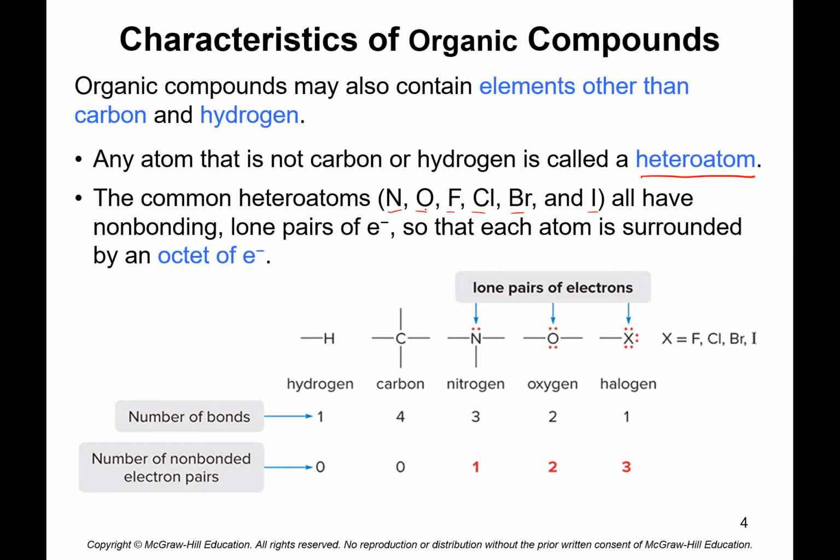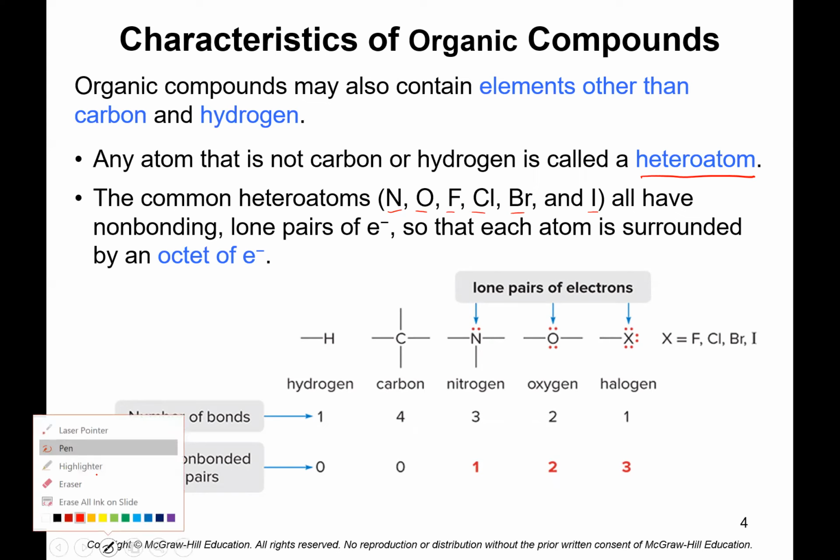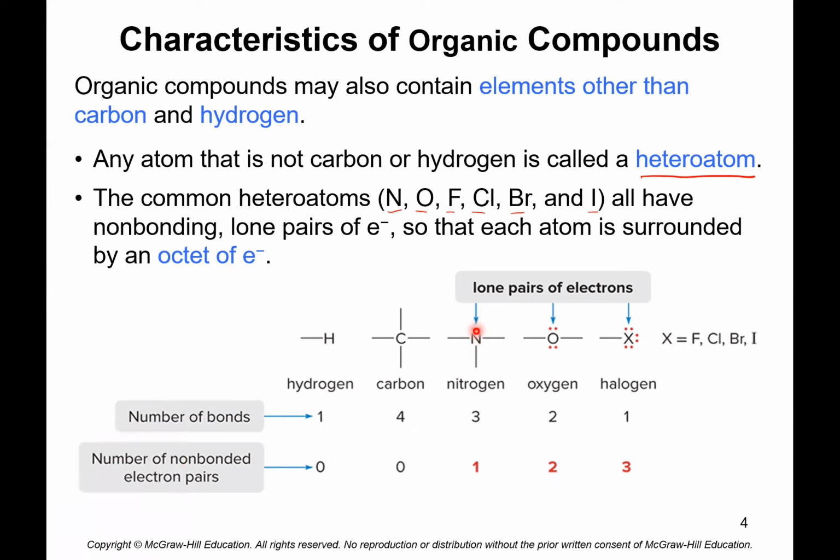Right? So that means that the common bonding patterns you will observe with nitrogen is going to be 3 bonds and a lone pair. With oxygen, you will often see it as 2 bonds and 2 lone pairs. And then the halogens, of course, will have 3 lone pairs and a single bond.